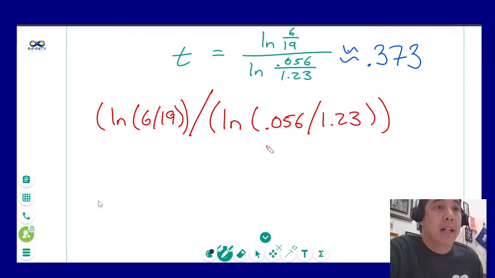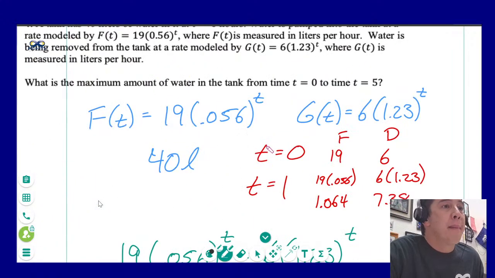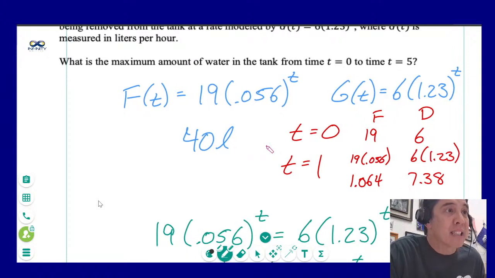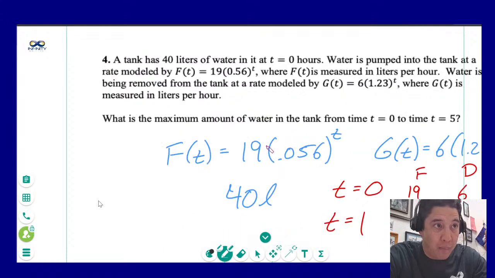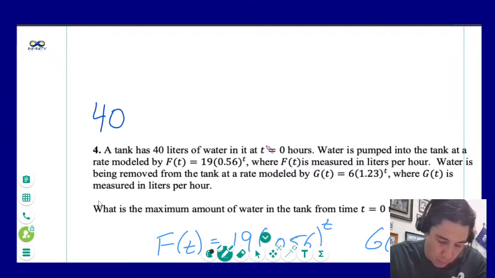All right, so let's go back to the question. What is the maximum amount of water in the tank from 0 to 5? Well, I know the time. They're asking for the output. Not only the output. See, we're going to start with 40. We're going to add this amount, and we're going to subtract this amount. So, 40 is what we started with.